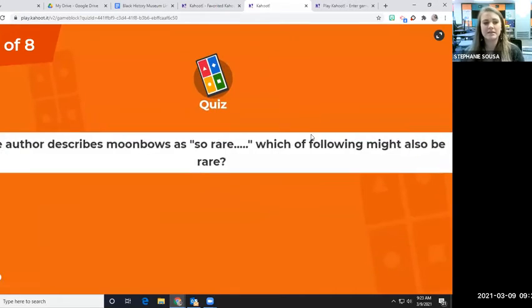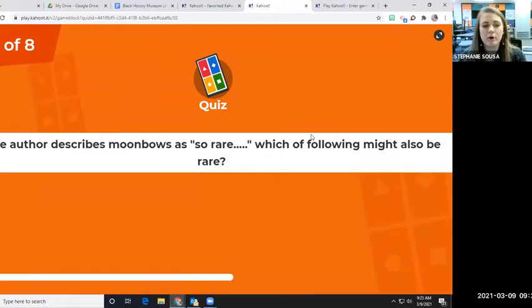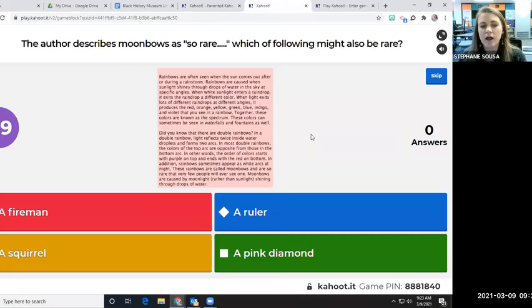Next, 2 more, kids. The author describes moonbows as so rare. Which of the following might also be rare? Which of those things is rare?